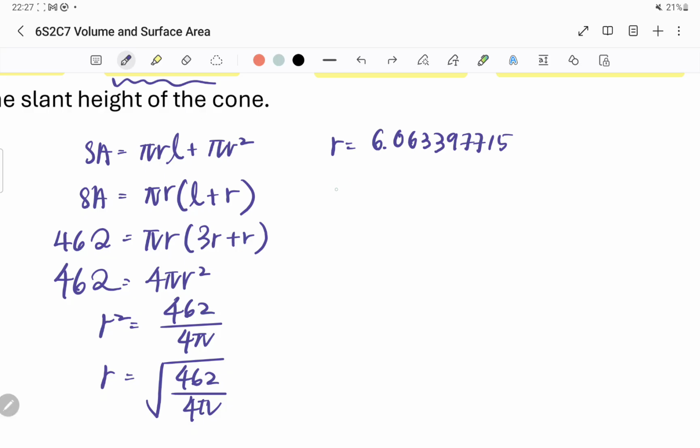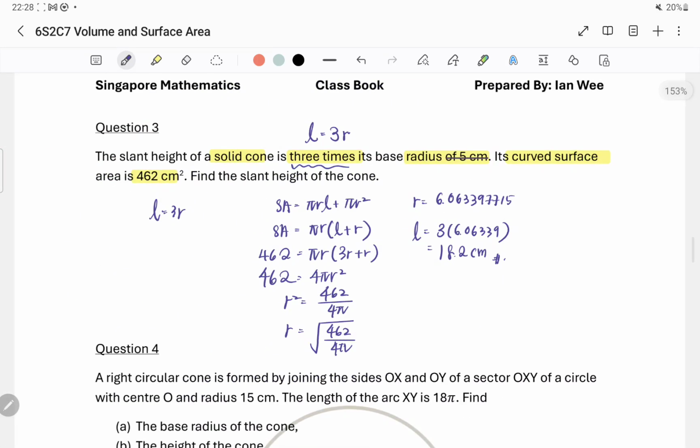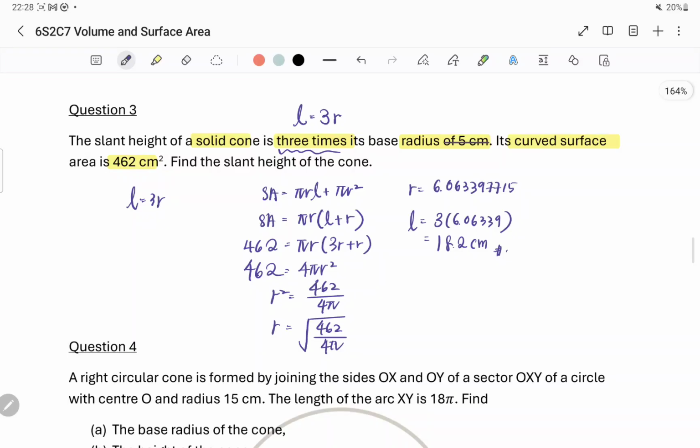Okay, then you want to find the length, right? Length is 3r, so 3 times 6.06339. In your calculator, press 3 times alpha a, 18.2 cm. Sorry, cm only. This is your slanted length. Okay, just remove the 5 cm, then you will solve according to what I mentioned over here.